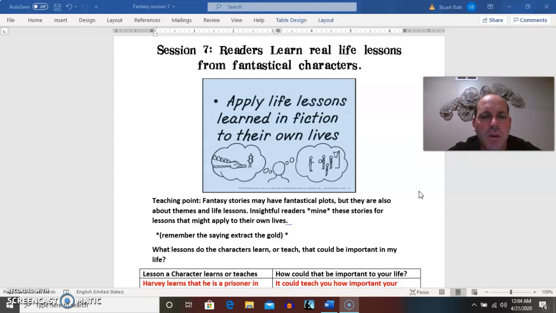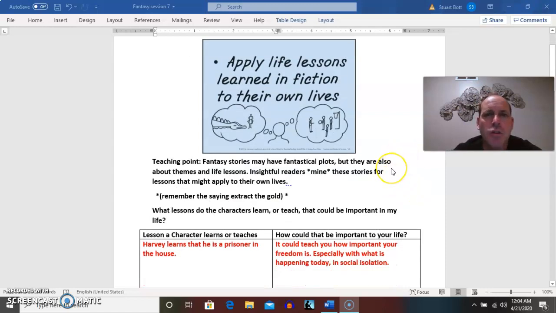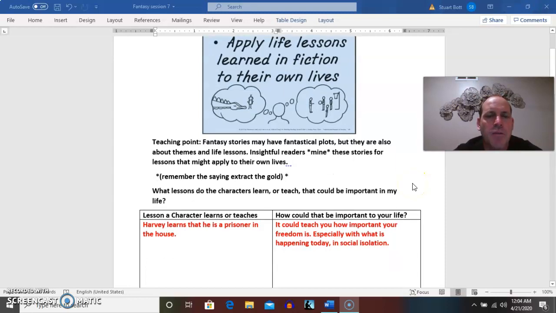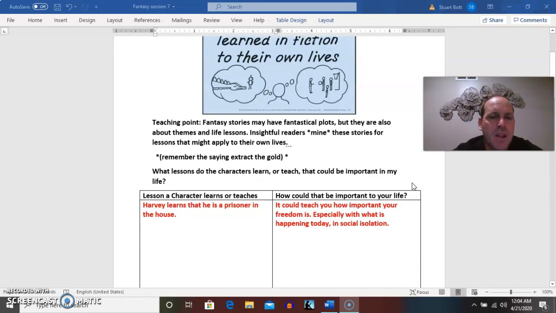What I put in brackets was, when we're mining, remember, we're extracting the gold, okay? So you're really looking into the text at a deeper level. What lessons do the characters learn or teach that can be important to my life? I've already filled out the 3 tables that we need to look into. I've filled them all out looking at Thief of Always. So, a lesson a character learns or teaches.